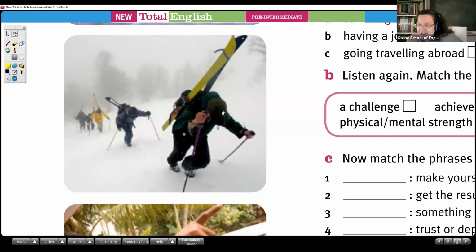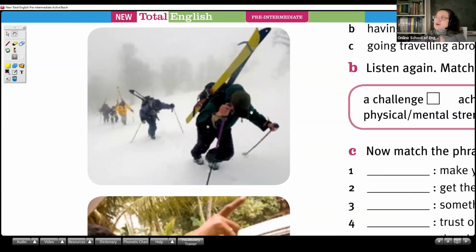Okay. Winter. Is that rain there? No, it's snow. Snow and fog. Very good. Okay, so we have mountain, cold, and snow.